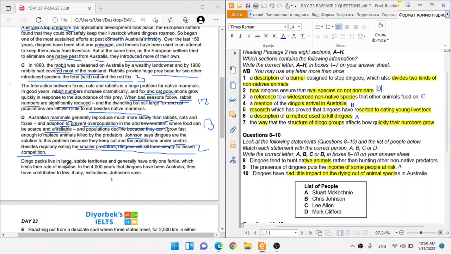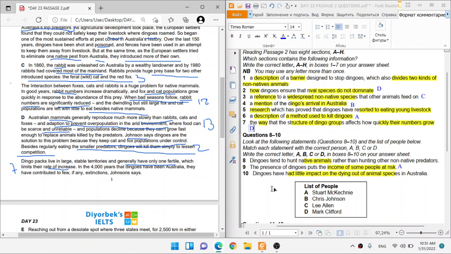Dingo packs live in large, stable territories and generally have one fertile. Okay, now they're talking about structure. So only one fertile means that there's only one animal that breeds, reproduces, and limits their rate of increase. And that limits their rate of increase means that it affects how quickly their numbers grow. That's going to be another D. So that's the way their structure is: they live in packs and there's only one fertile.